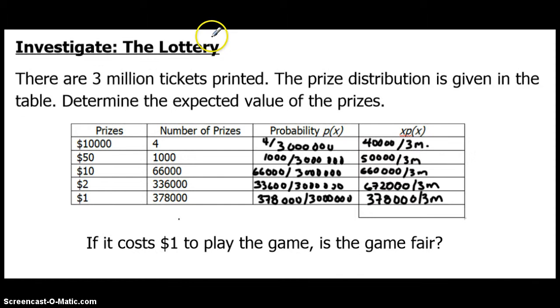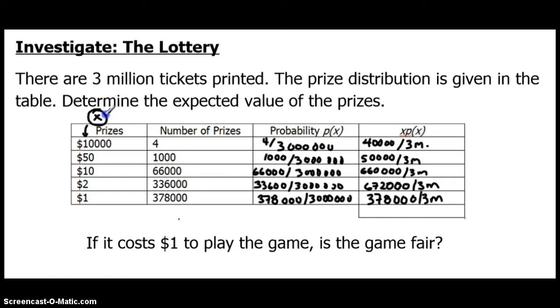Okay, picking up the solution, I added in all my calculations. So first of all, the probability column. There's 3 million tickets that are printed, so the probability of winning $10,000 is 4 out of 3 million. $50, 1,000 out of 3 million, and so on. For each of the remaining prizes, 66 out of 3 million and so on. Now to calculate the expected value, I'm going to take each of the prize values. So this is my random variable. This is the outcome to the experiment. I'm either going to win $10,000, $50, $10, $2, or $1, and the probability of those happening is right here.